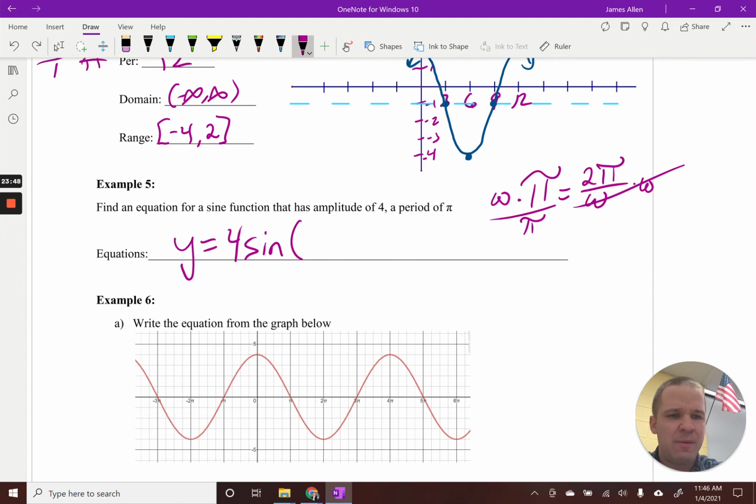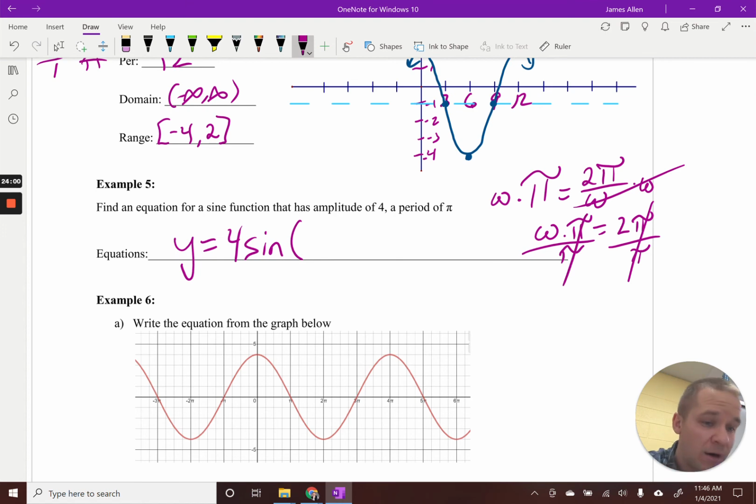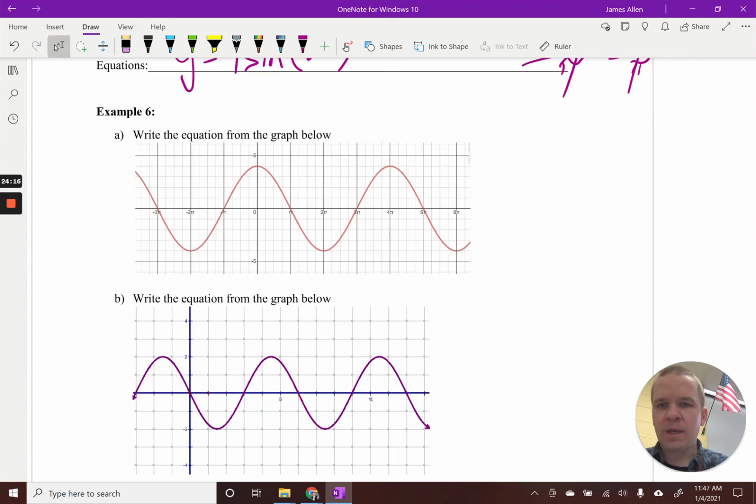I feel like that's a little sloppy math here. I should rewrite that. Come on, Mr. Allen. And when I divide by pi, we can see that those pi's are going to cancel. So my period multiplier is going to be just 2. It doesn't give us a variable, so we can just go 2x, or if we wanted, we could go 2 theta if we want to be cool. There we go. That's all we needed for that one. Not too bad. All right, so write the equation from the graph below.